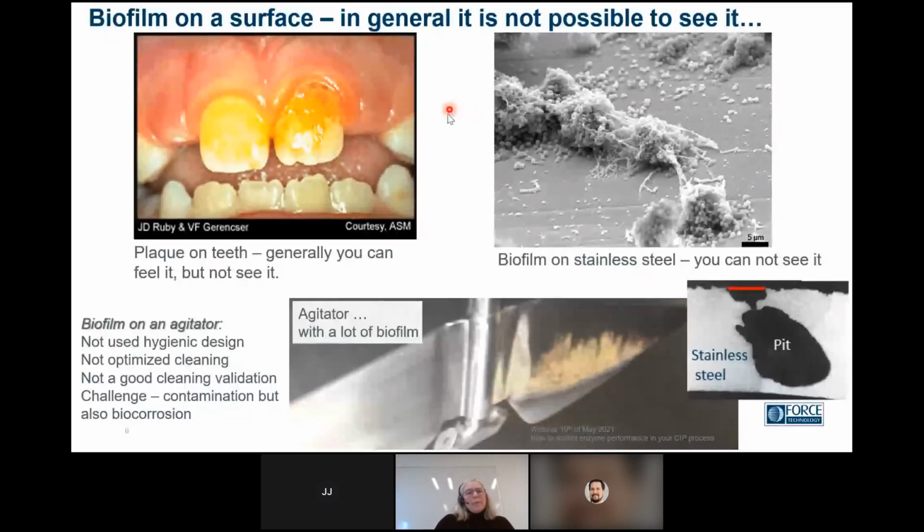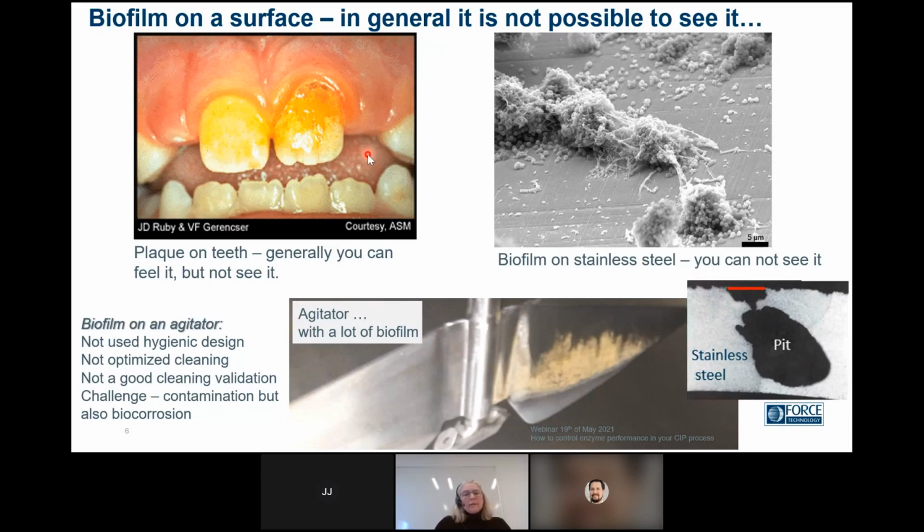A small example, because we cannot understand totally the biofilm formation, but we know when we have our teeth and we brush our teeth, if it's not good enough, we can feel a little roughness on the surface of our teeth. You can't see this roughness. Here you can see it, but it's because it's very heavy. But normally you can't see it, but you can feel it.